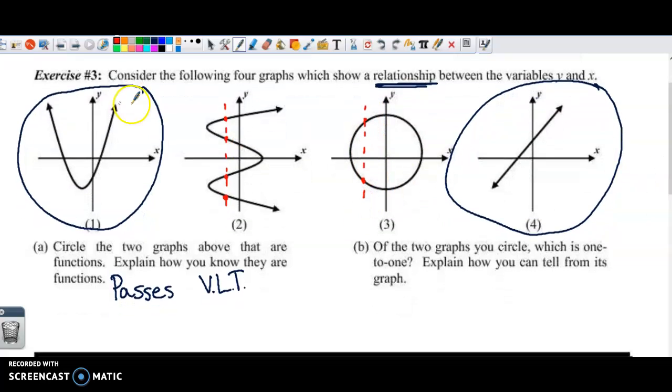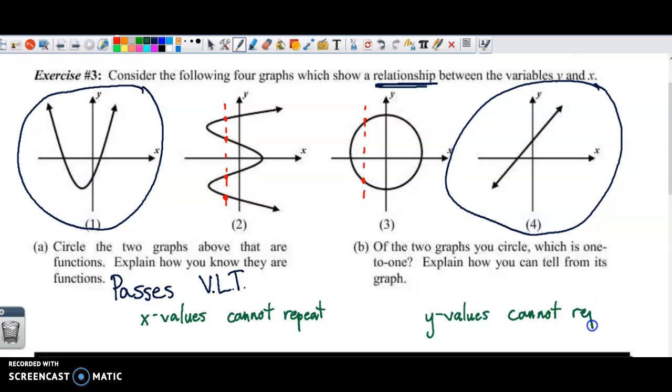So when you look at the two that we circled, which one is one-to-one? Well, let's think about it. If passing the vertical line test has a vertical line and it shows the x values that repeat, x values cannot repeat, there must be a similar test to seeing if the y values cannot repeat.